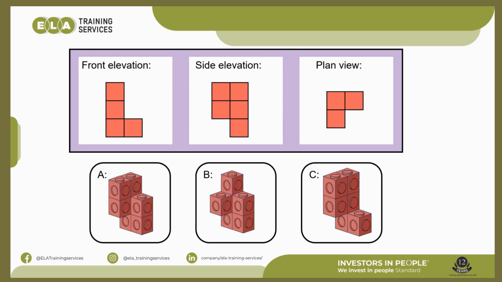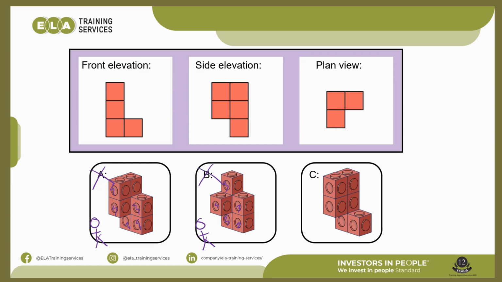Let's try a different one. So again, visualize it. Imagine you're standing in front of it. This time, let's start with the front elevation. So we're standing here. 1, 2, 3, 4, 5. Already we can see it's not A. Let's start front elevation with B. 1, 2, 3, 4, 5. Well, it can't be B either.